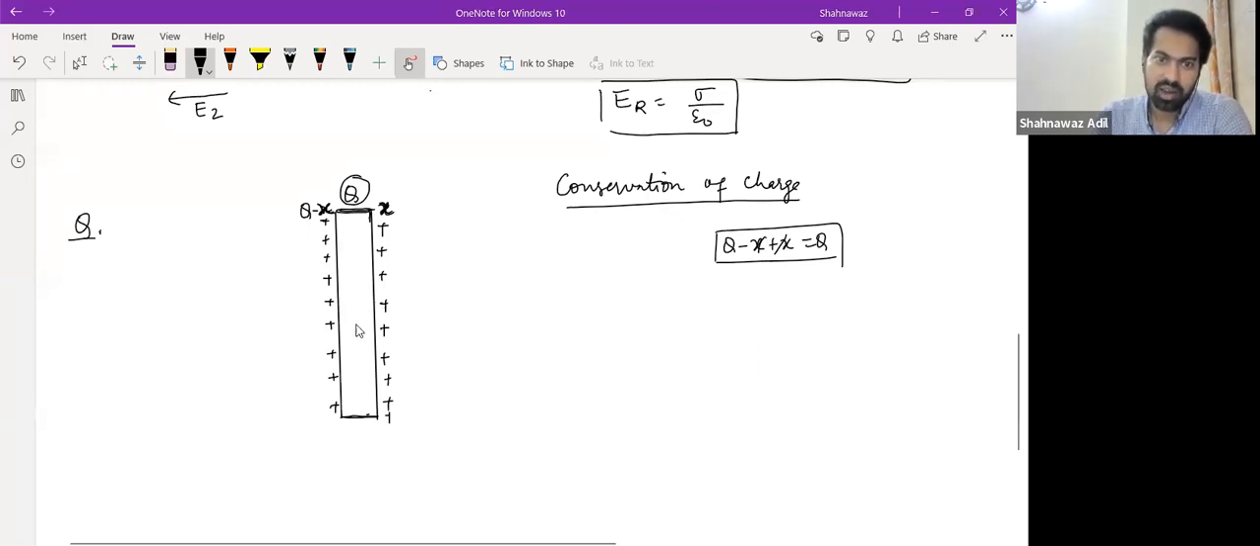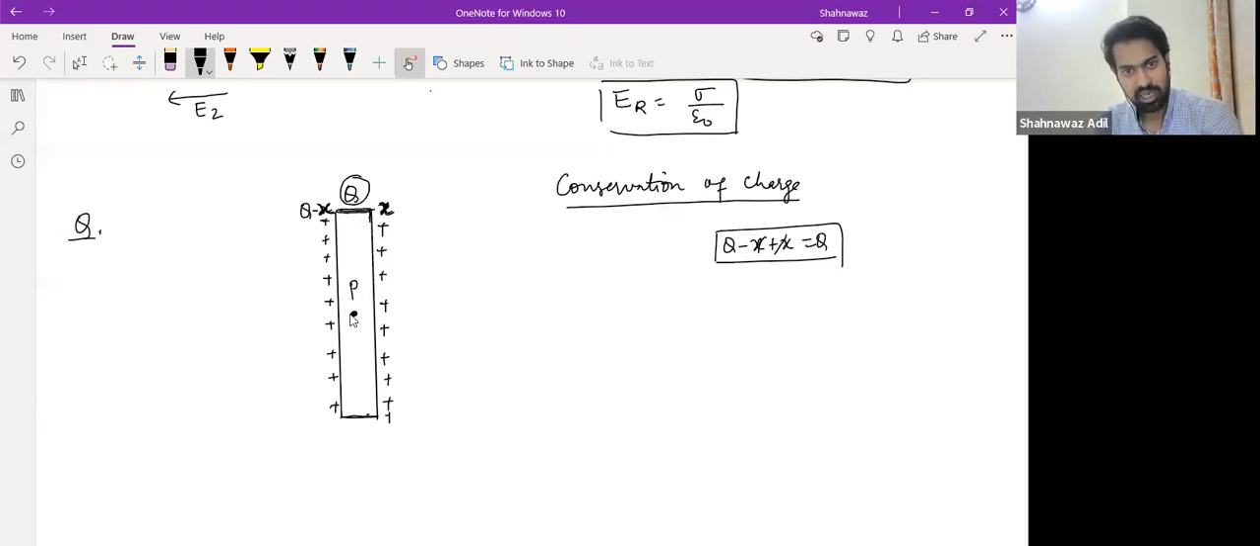Yes. Now what do I know about the electric field at this point? What do I know about the electric field at this point, Tarif? What do I know about the electric field at this point inside the plate? Yes, it's zero. Electric field inside the conducting plate is zero, right?